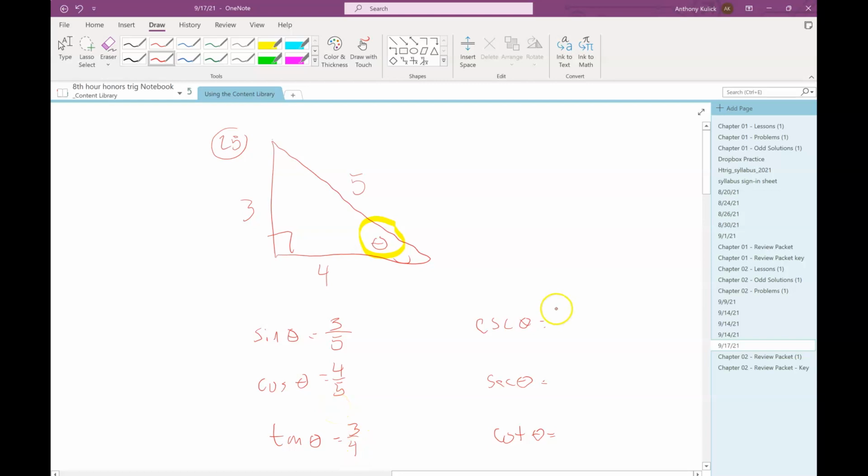Cosecant is the reciprocal of sine, so I can write 5/3, or I could think about it as hypotenuse over opposite. That's fine also. Secant is the reciprocal of cosine, so 5/4, or hypotenuse over adjacent. And cotangent is the reciprocal of tangent, so 4/3, or adjacent over opposite. My suggestion to you is to remember them as reciprocals rather than like hypotenuse over adjacent or something, because that information is going to move forward and be valuable.